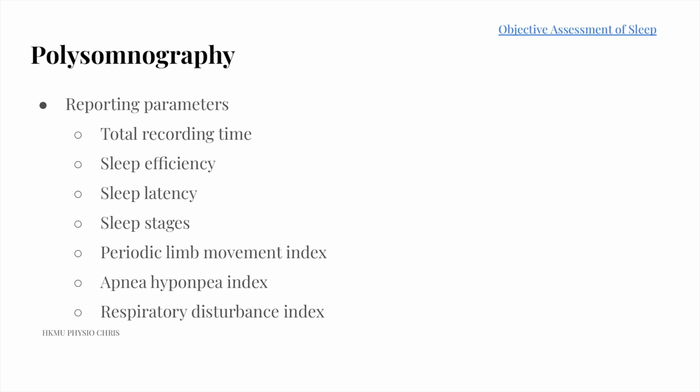Sleep stages: the total time in each stage of sleep, meaning N1, N2, N3, and R, divided by the total sleep time. Periodic limb movement index: divide the total number of periodic limb movements by sleep time. Apnea hypopnea index represents the number of apneas or hypopneas per hour of sleep. Respiratory disturbance index: the apnea hypopnea index plus respiratory effort-related arousals.